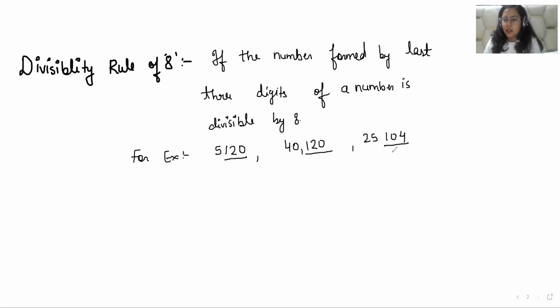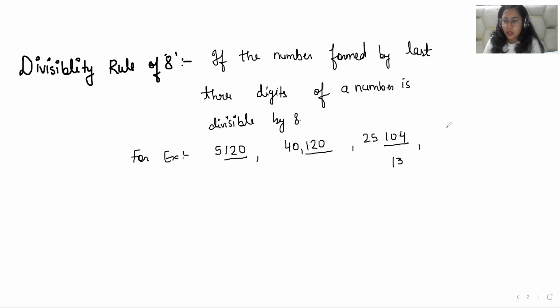25,104. Take the last 3 digits and check it. Will it be divisible by 8 or not? 8 times 1 is 8, and here 24 comes. 8 times 3 is 24. So yes, 104 is completely divisible by 8.